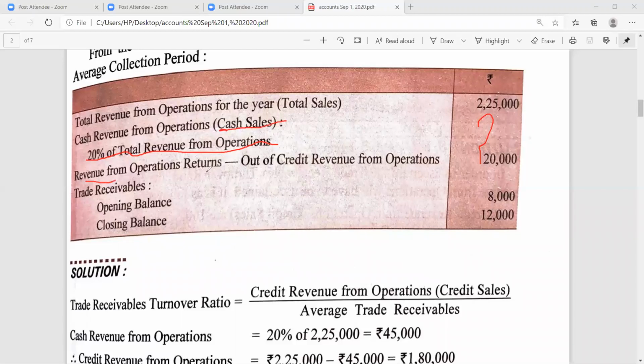Revenue from operation returns, it means sales return. Out of the credit revenue from operation, the returns are also given to us, that is 20,000. So please keep in your mind, I told you that we have to consider the net credit sale. That's why whatever the return is, it is also to be deducted. Let's see how it is to be done.